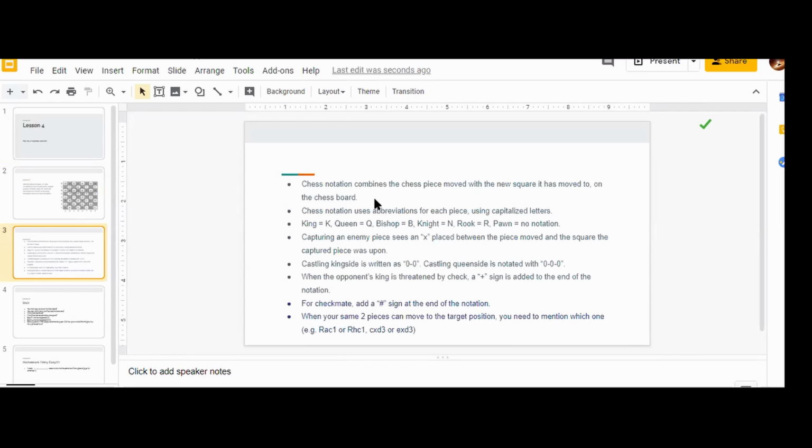Okay, good. So castling kingside is written as 0-0, and castling queenside is written as 0-0-0. Okay? When there's a check, there's a plus sign added to that. For checkmate, you write a hashtag or a number sign like this. And then the last one's not that. Okay? Quiz. I'll pause it for a second.